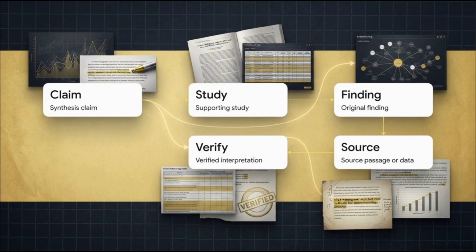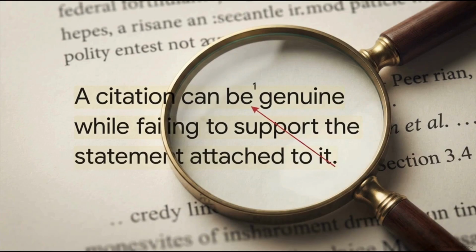If you claim that adaptive management works best when local teams have decision-making autonomy, you better be able to trace that step by step back to the exact passage in the original text that proves it. Now, I need to issue a major warning right here. A real source can still result in a wrong claim.